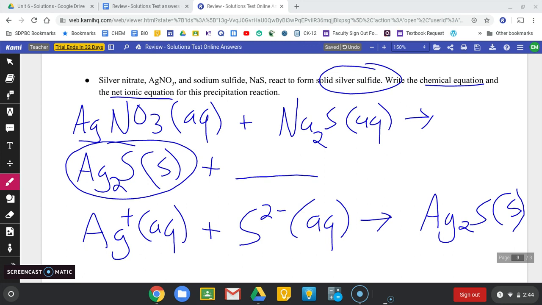You need to be able to say, okay, what's the solid? The net ionic equation is just a breakdown of the solid. That's it. So this bottom part right here, that's your net ionic equation.